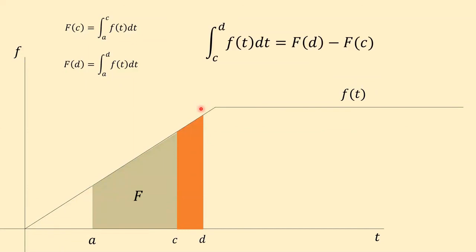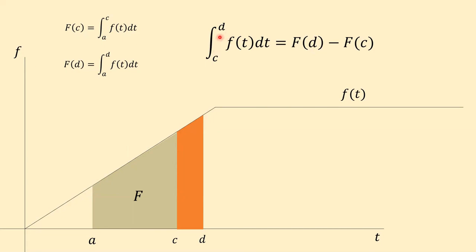And now it's pretty natural to see that if you want not the total area between a and d or the total area between a and c, what if you just want the area between c and d? Well, that should just be the area from a to d minus the area from a to c. That's what this says, right? This is the integral of f of t between c and d. In other words, the area under the curve f of t between c and d.